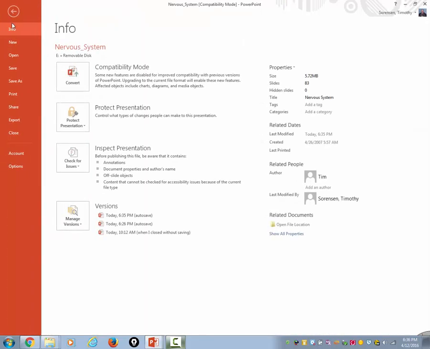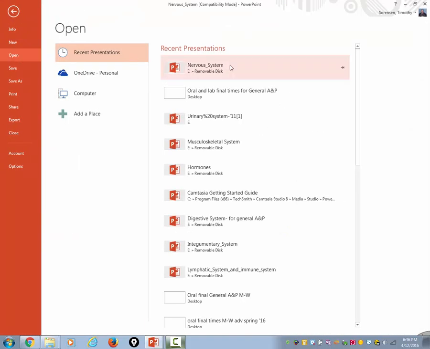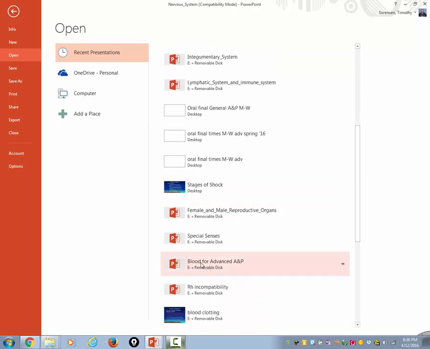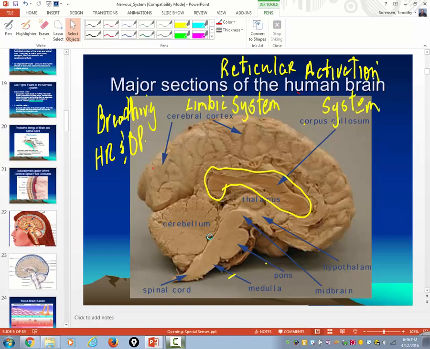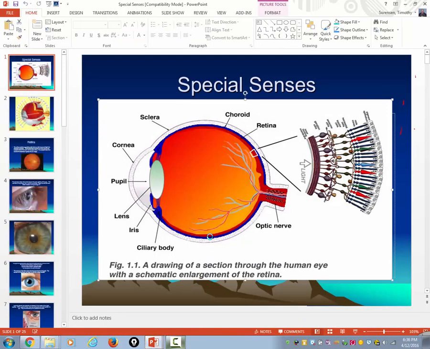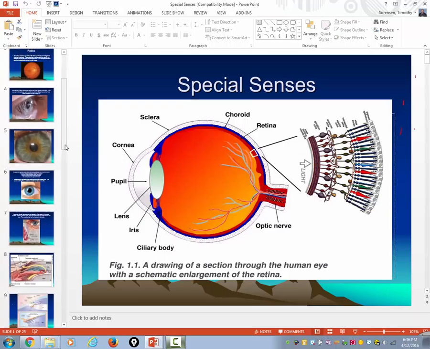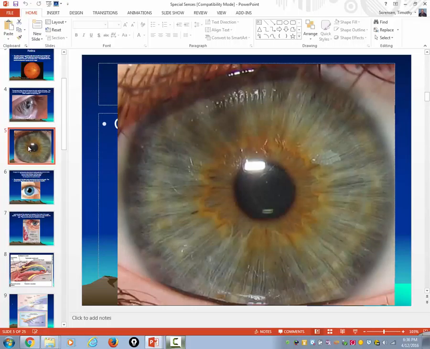Let's talk about, I went over the parts of the neuron, right? The cell body, the axon? Okay, good. All right, what I'm going to talk to you about now are the two biggest special senses. The two big special senses that I like concentrating on are vision and hearing.